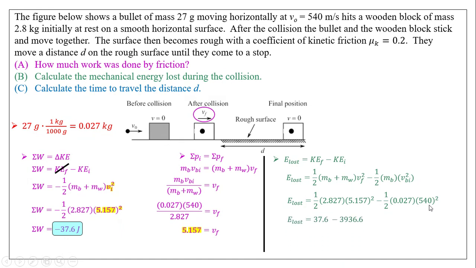So if you plug all these in the calculator, the first term is about 37.6. The second term is 3,936.6, and if you take the difference of that, you get negative 3,899 joules. So there's about 3,899 joules of energy lost during the collision, and that is the answer for part B.